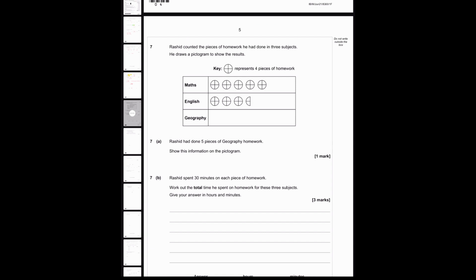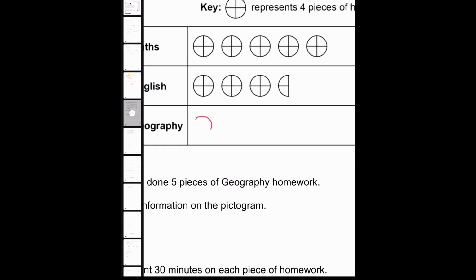Looking back at our pictogram, we are given a key that says a circle split into 4 represents 4 pieces of homework. That also means that 1 piece represents 1 piece of homework. If we are looking to draw a symbol to represent 5 pieces of homework, that means we need a full circle, which is 4 pieces, and 1 piece of our circle to represent the 5th piece.